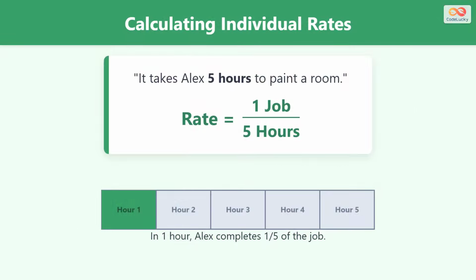Let's see how to calculate a rate with a simple example. If it takes Alex 5 hours to paint a room, his rate of work is not 5. His rate is 1/5. This means in one single hour, he completes 1/5 of the total job. Always convert the time into a fraction like this.